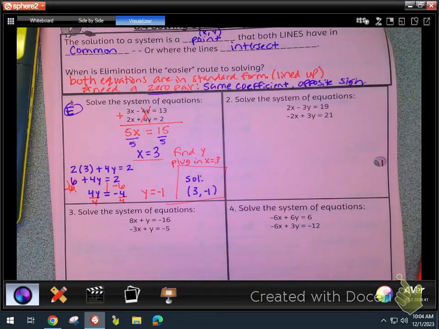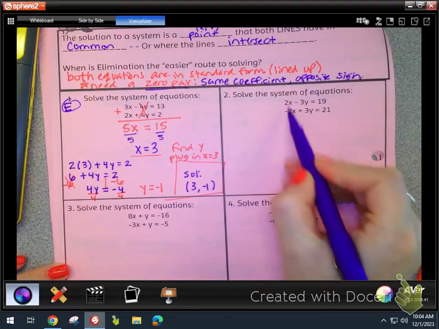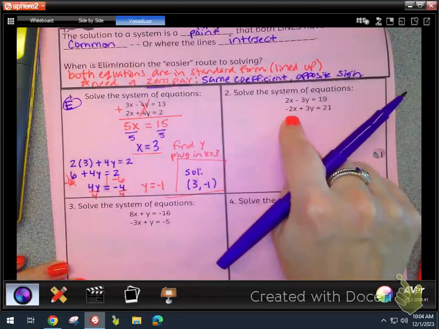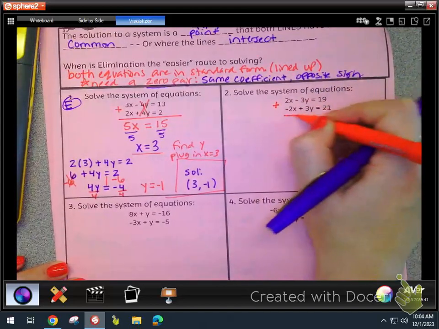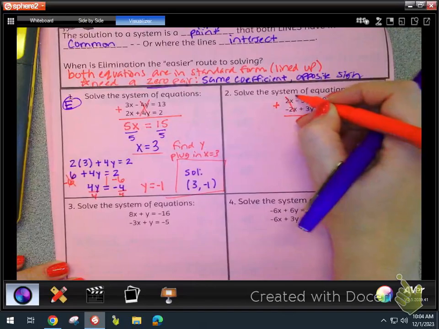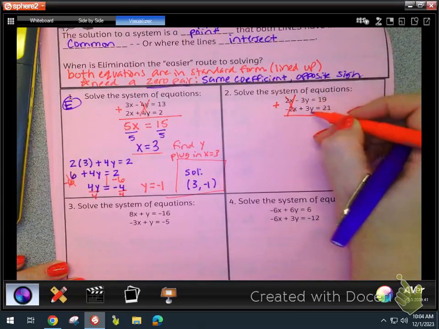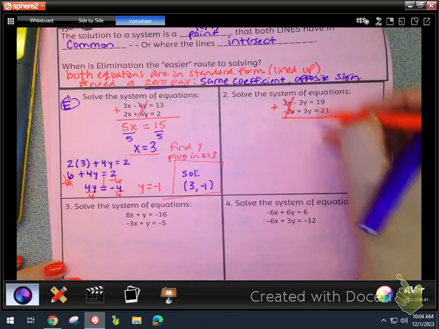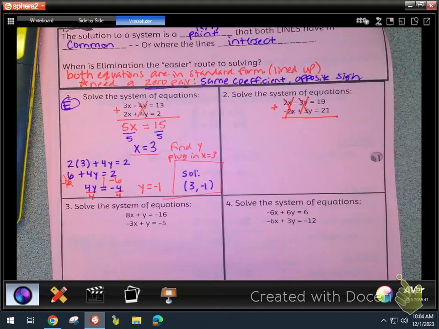Okay? Let's look at number 2. Are we lined up? No. Do we have a zero pair on our x's? 2 and negative 2. So we're good to start adding. So I add. 2 plus negative 2 is? Cancel out. Now I look at my y's. Negative 3 plus 3. Cancel. Also cancels out.